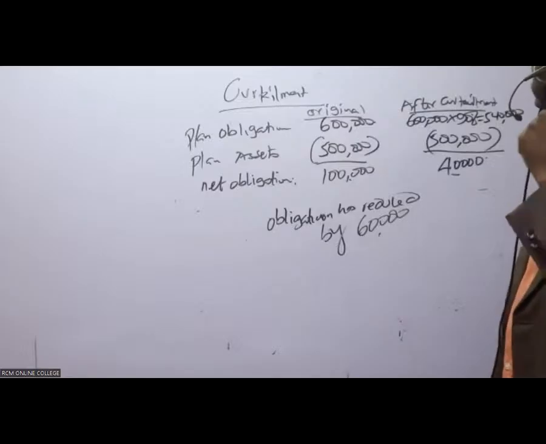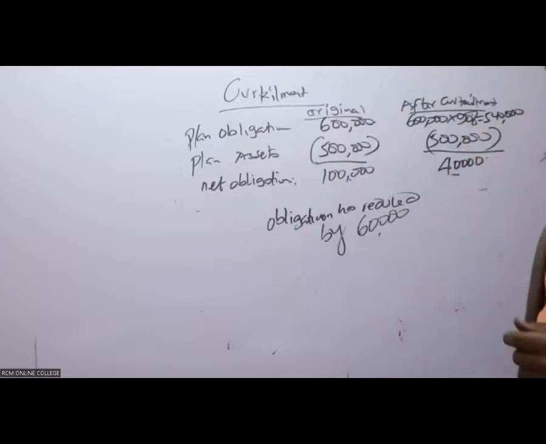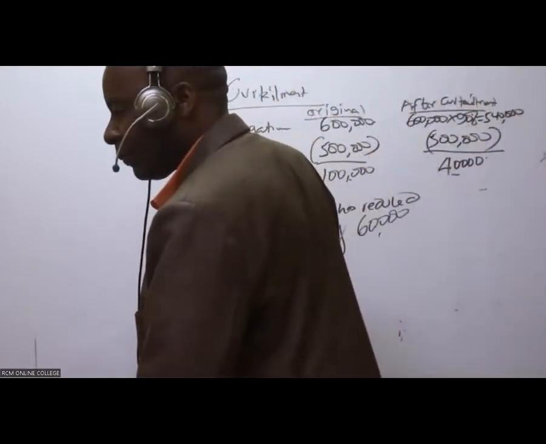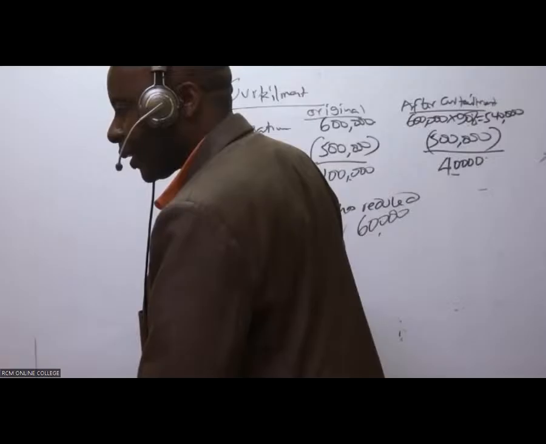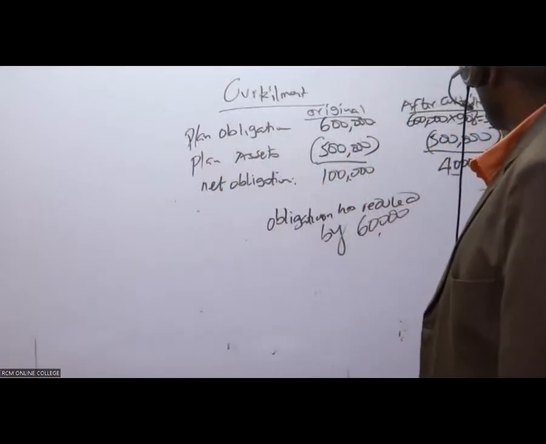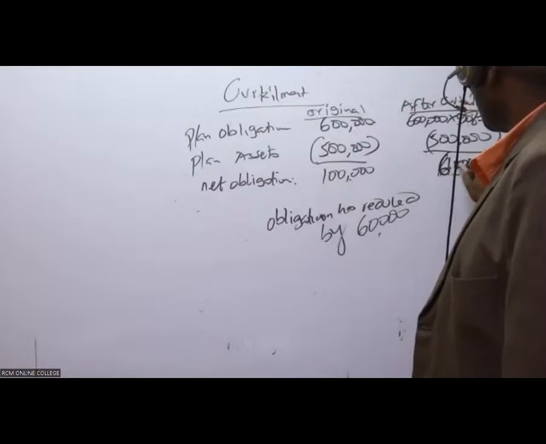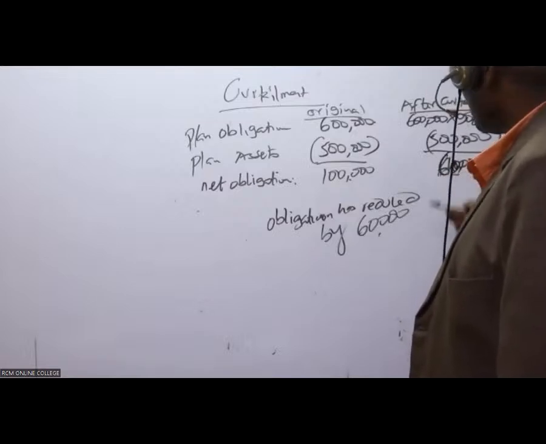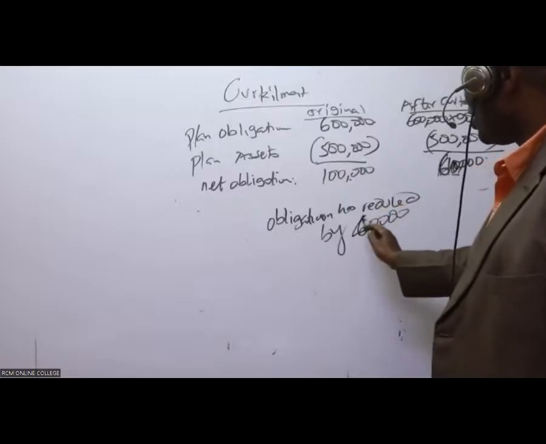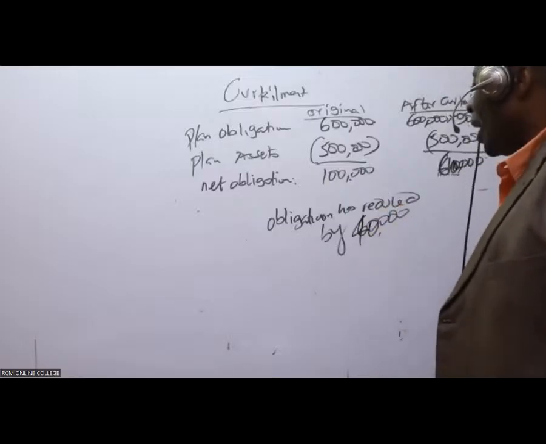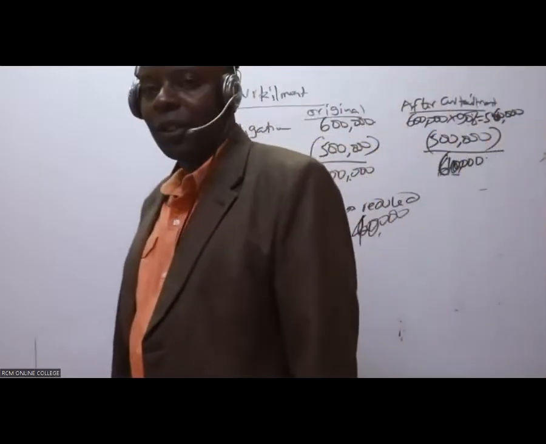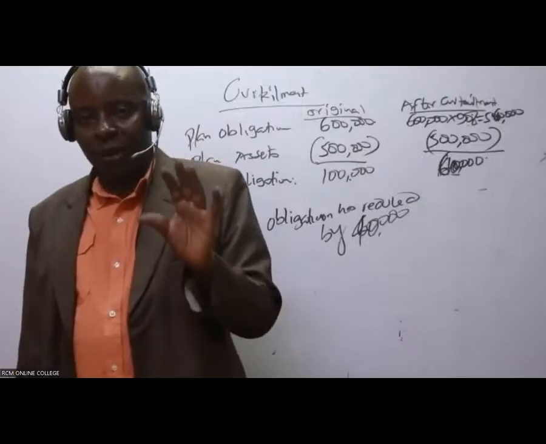No. This figure is not correct. People are telling me that, Mwalimu, this figure is not correct. Sorry for that. This is supposed to be 560,000, so this is supposed to be 60,000. Sorry for that. And therefore, the obligation has reduced by 40,000.